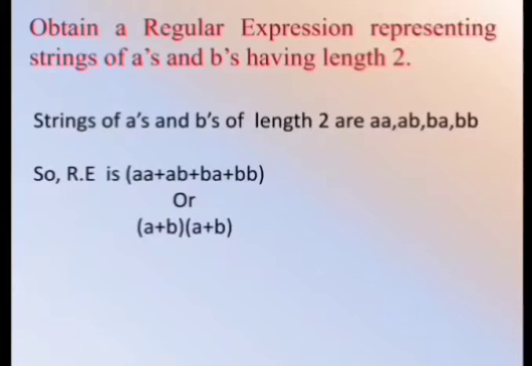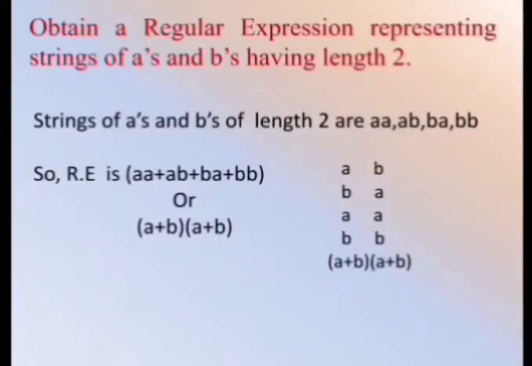In the strings of length 2, AA, AB, BA, BB, the first character can be either A or B. So that can be written as A plus B. The second character can also be either A or B, so that can also be written as A plus B. Hence the simplified regular expression for the question is (A plus B) into (A plus B).